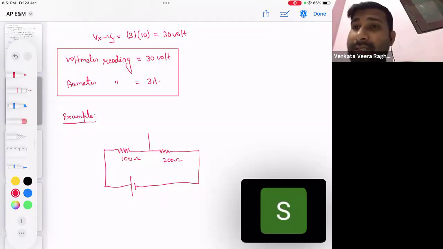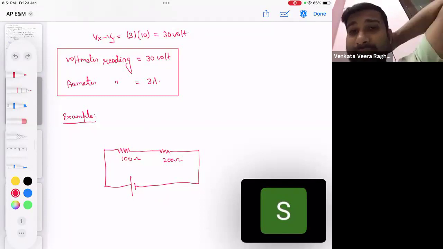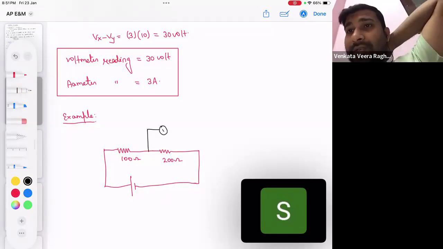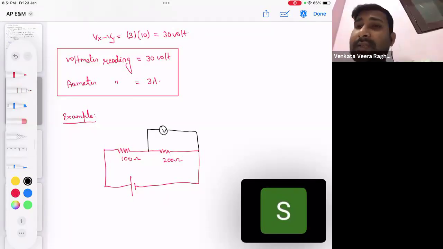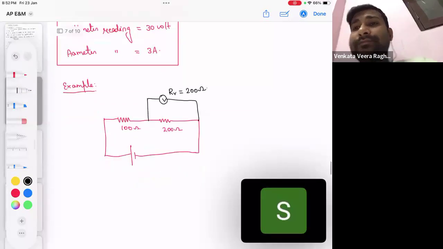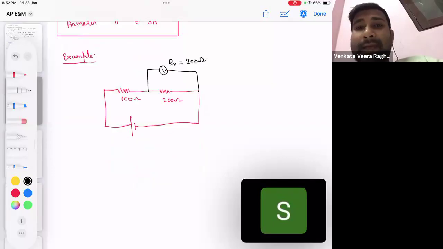There is a voltmeter also given to us. We want to measure the potential difference across the 200 ohm resistor, so I connected a voltmeter here. It's a non-ideal one, and its resistance is also given to us as 200 ohm in the question. And the battery EMF given to us is 50 volt. There is no internal resistance of the battery.